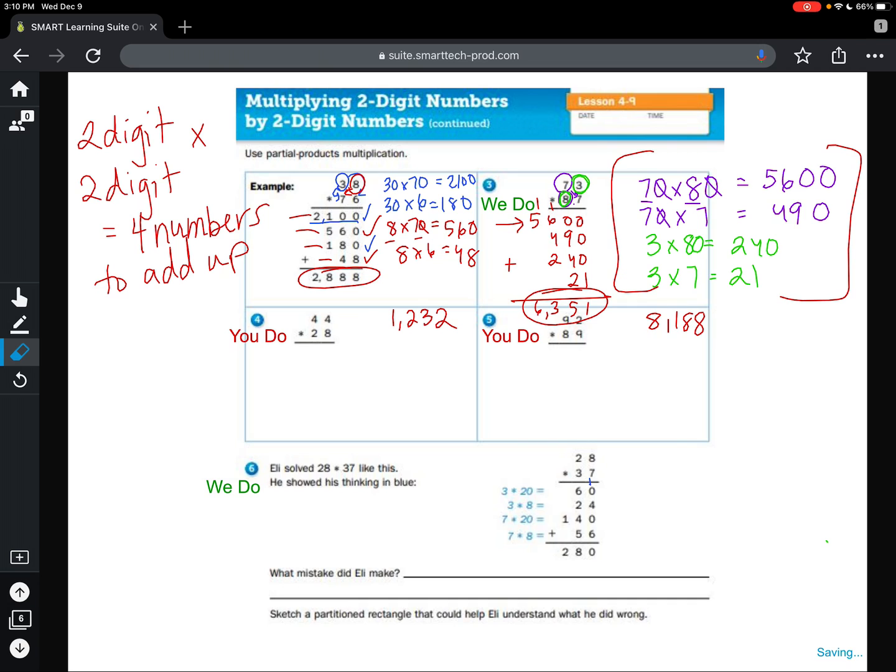Now let's look at problem 6. Problem 6 says, Eli solved 28 times 37 like this. He showed his thinking in the blue. He has 3 times 20 is 60. 3 times 8 is 24. 7 times 20 is 140. And 7 times 8 is 56. What mistake did Eli make?